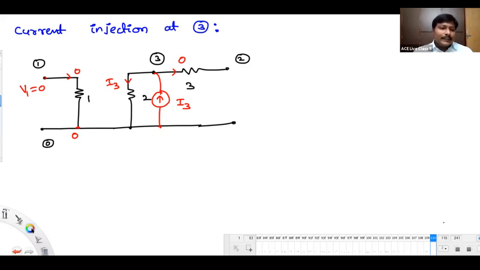What is V3? What is bus 3 voltage now? Bus 3 voltage is nothing but I3 into 2. Okay, next thing. What is bus 2 voltage? Can anybody tell me? It's a basic network analysis principle only.